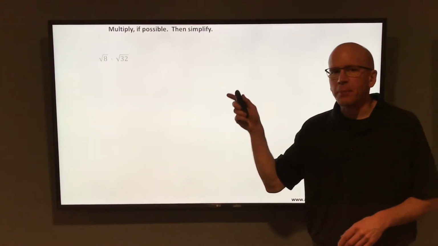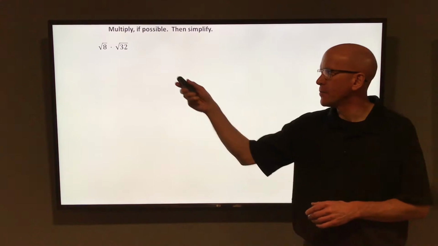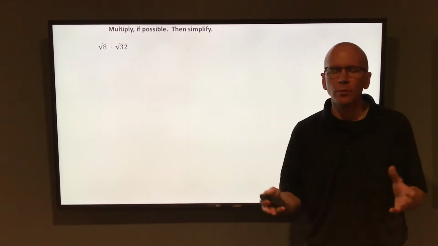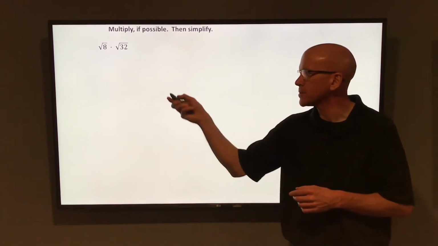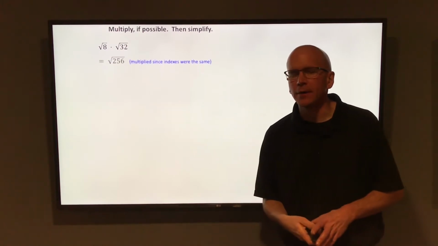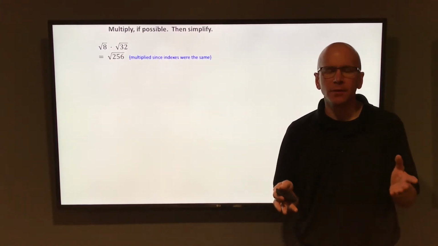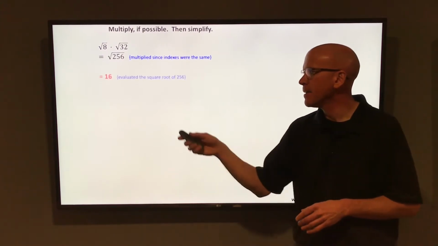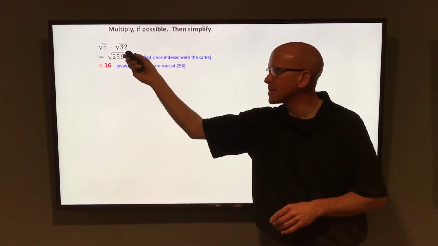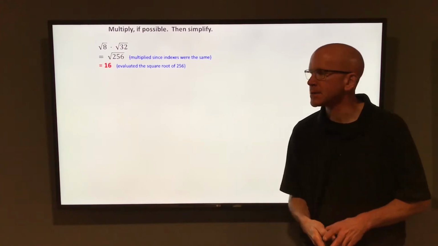Need to multiply if possible and then simplify. You have the square root of 8 times the square root of 32. The roots are the same, so yes, you can multiply those. Just multiply 8 by 32, put that under the square root sign. That is the square root of 256. If you go to the calculator, type in the square root of 256, that would be 16. So the square root of 8 times the square root of 32 is 16.